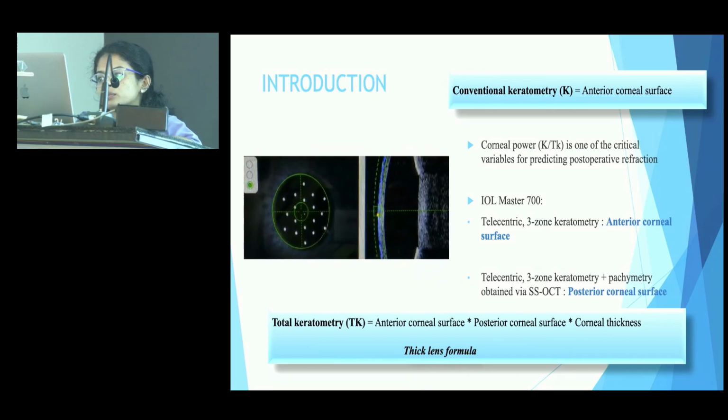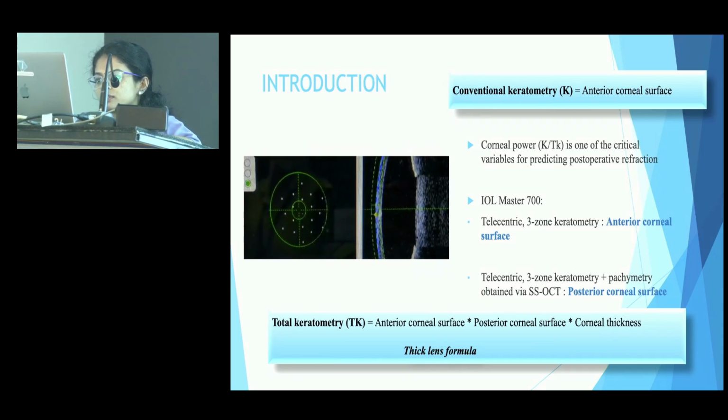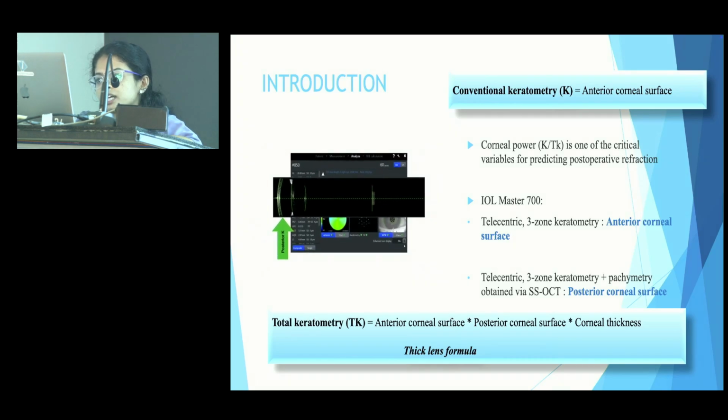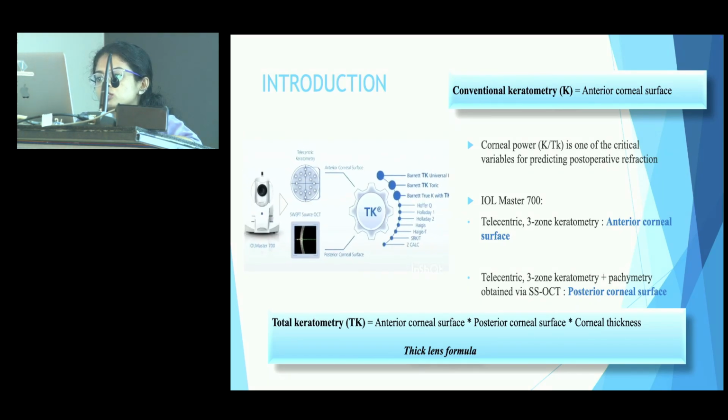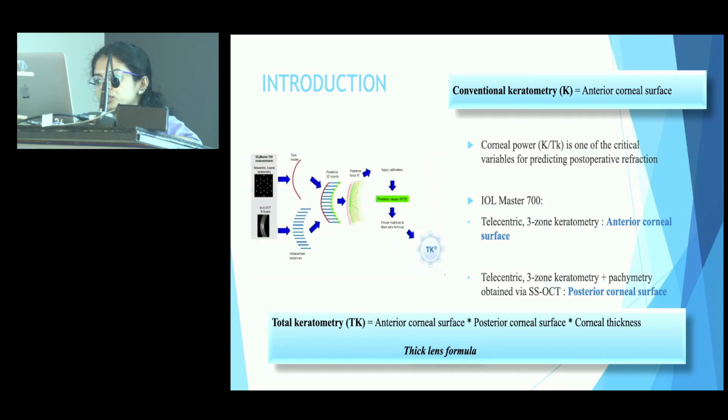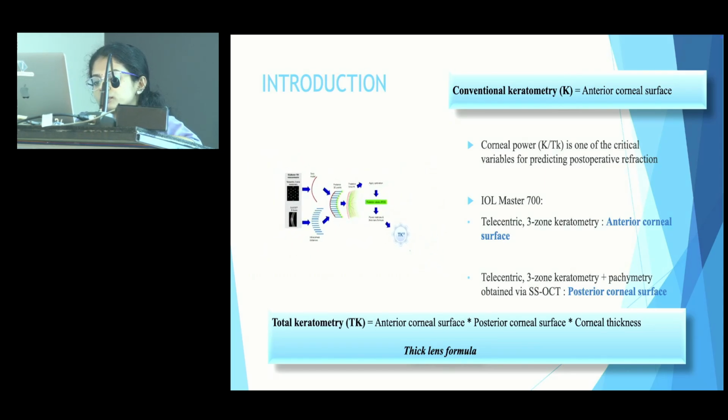telecentric 3-zone keratometry to calculate the anterior corneal surface, and when we combine the above mentioned method with pachymetry, which is obtained using swept-source OCT, we get the posterior corneal surface. Total keratometry is obtained on combining the anterior and posterior corneal surface measurements with the corneal thickness using the thick lens formula.